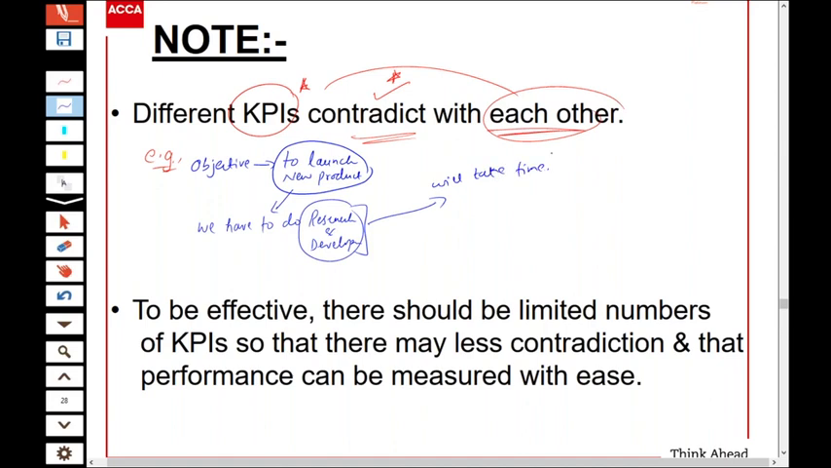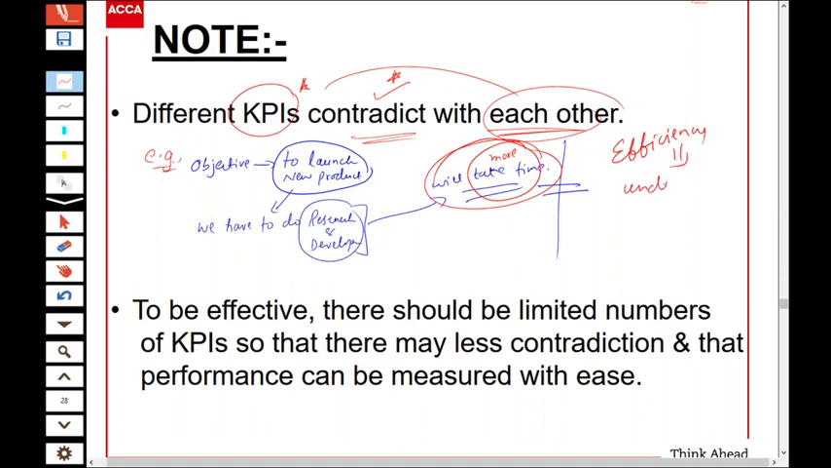It will take time. In order to launch the new product, we have to do research and development, and it will take more time. So that means your efficiency would be undermined. So there is a trade-off.